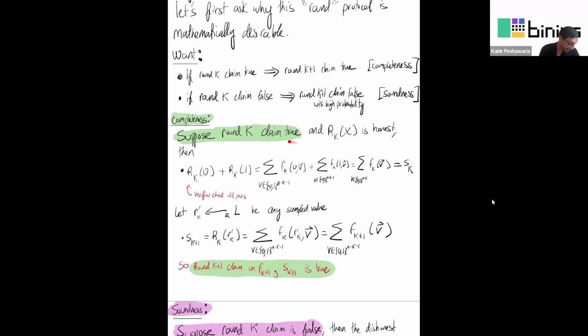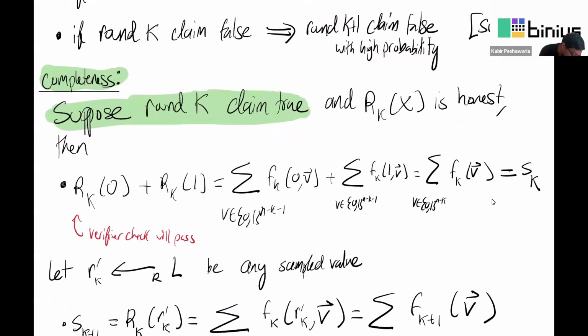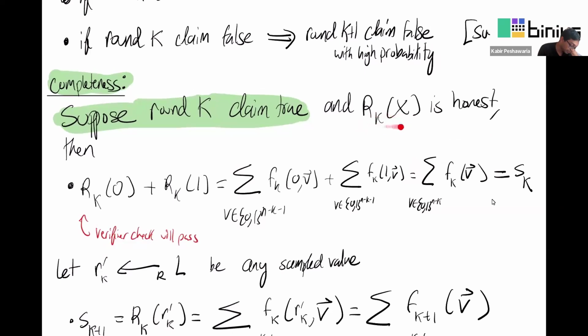Completeness. Suppose the round k claim is true, and you follow the protocol, so the round polynomial is what it should be. Then Rk(0) plus Rk(1) is equal to this expression plus this expression, which, if you squint hard enough, is literally the same thing as this. This is the first half of the hypercube evals, and this is the second half, or maybe the odds and evens, depending on your layout. Together, these two sums are the sum over the entire n minus k dimensional hypercube. And since the claim was true, that's equal to Sk. So if you send the right round polynomial as a prover, then the verifier check will pass if the round k claim was true.